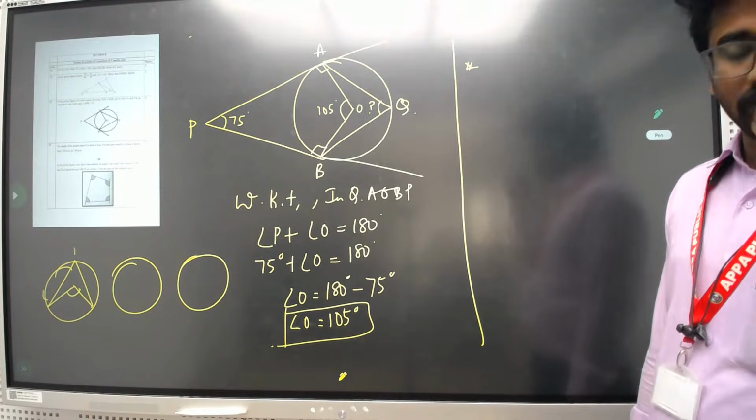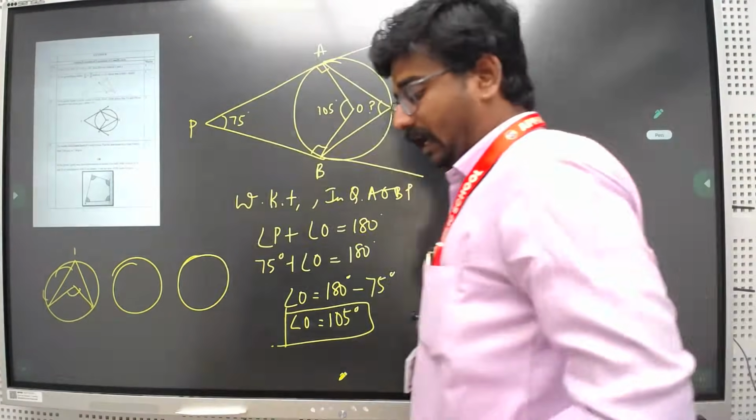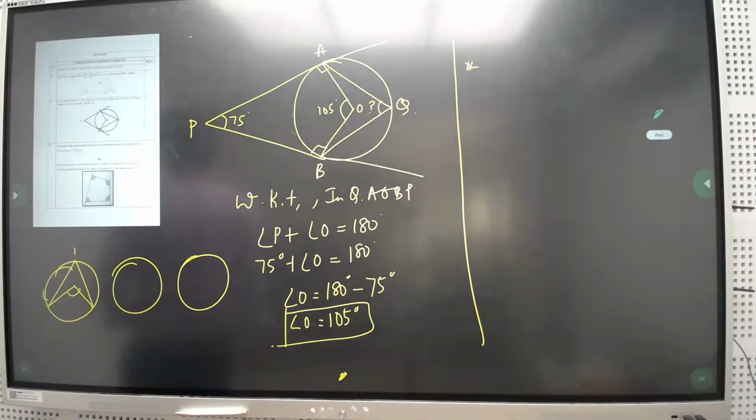We know that angle at the center of a circle is double the angle anywhere on the circle. On the circle.